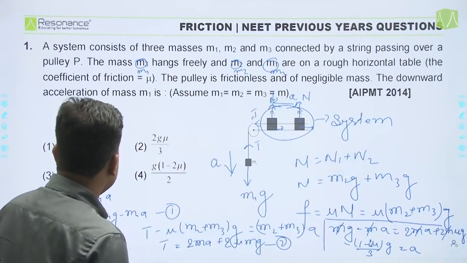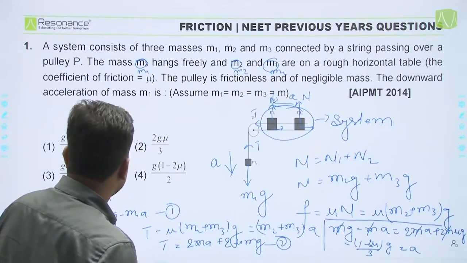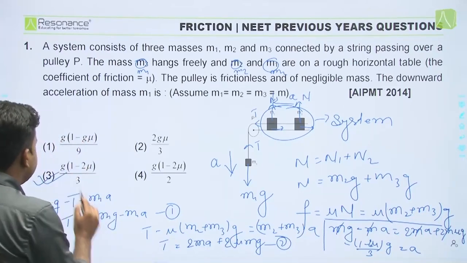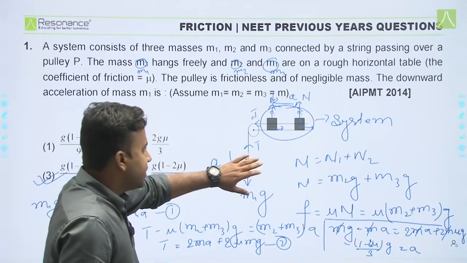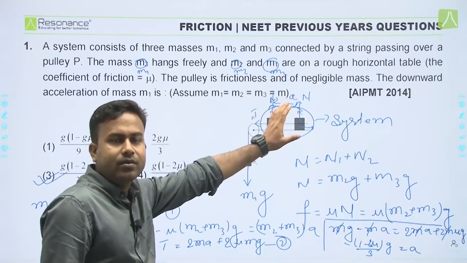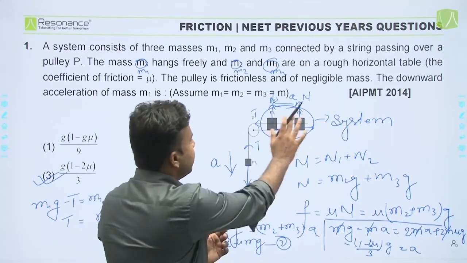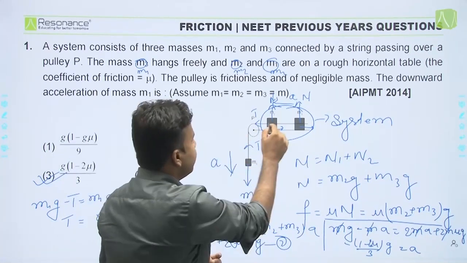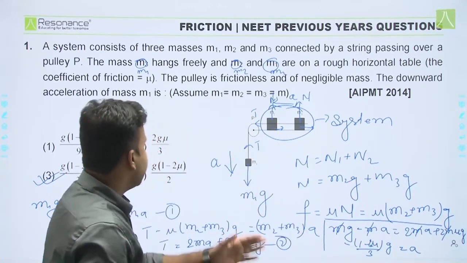So the answer is what? G into 1 minus 2 mu, which one is matching? Look at this here. So the answer is option 3. Okay student, so what I did in this question: first I wrote the equation for this mass, then I wrote the equation F equals mass into acceleration for these two. Because we are talking about the ideal string, the tension in the string is the same, that's why the tension here and here is the same, we equated it and we got the acceleration.